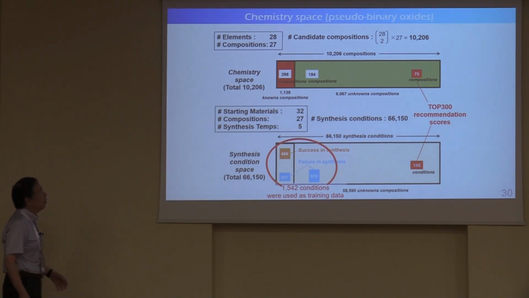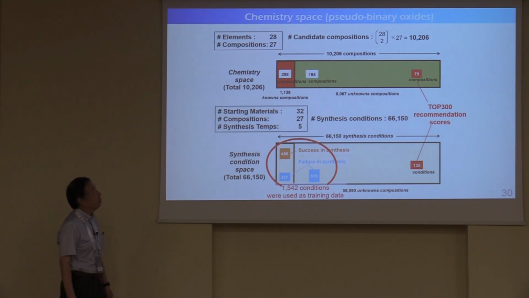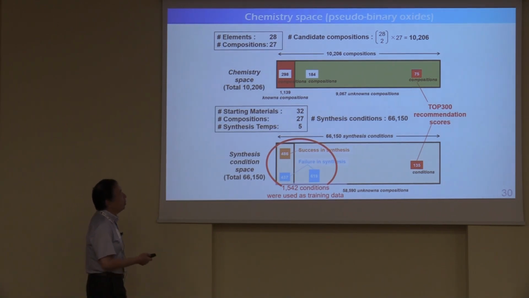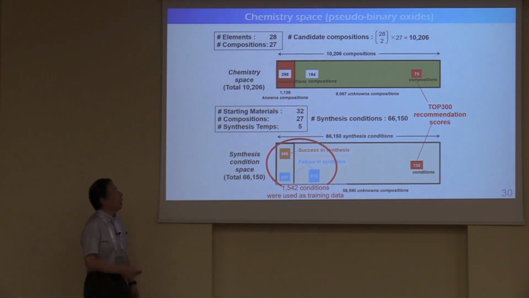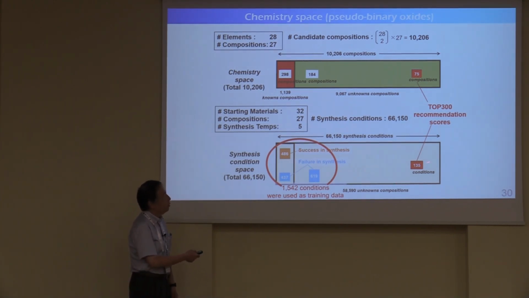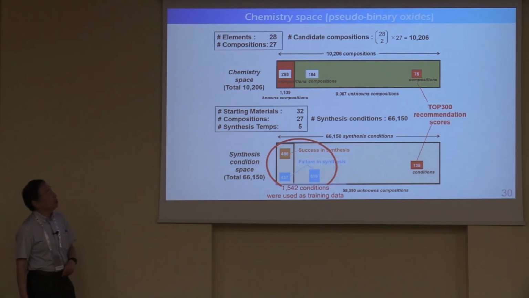Among them, we can rank the conditions according to the obtained recommendation scores. And among the top 300, there are 135 conditions located in this zone. The rest, 165, are located in this zone. Although this corresponds to the known compositions, we took randomly these conditions, so there are some of the conditions which were not yet experimented. But anyway, there are 135 conditions which show good recommendation scores.